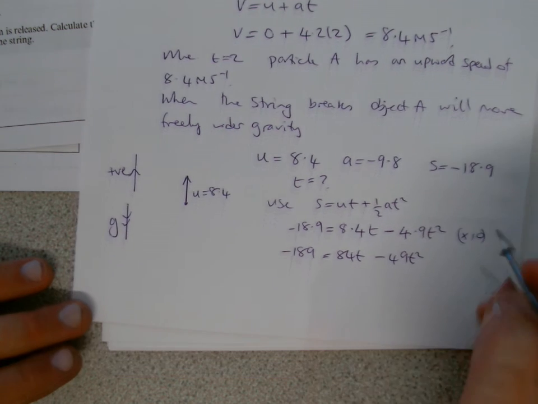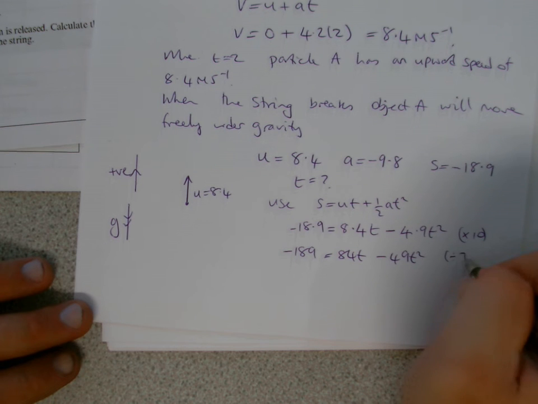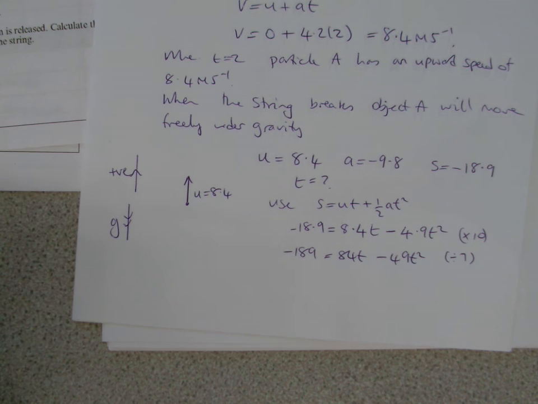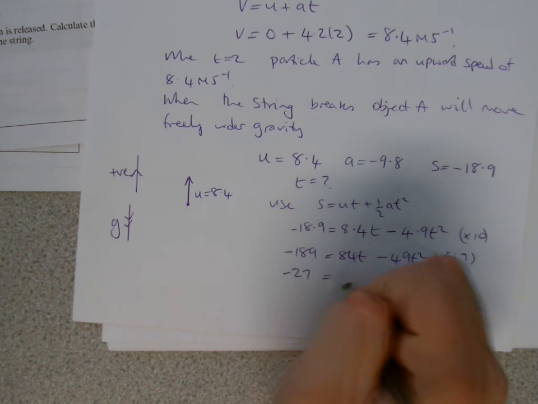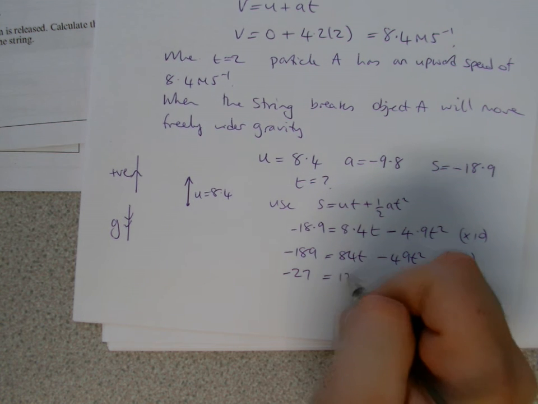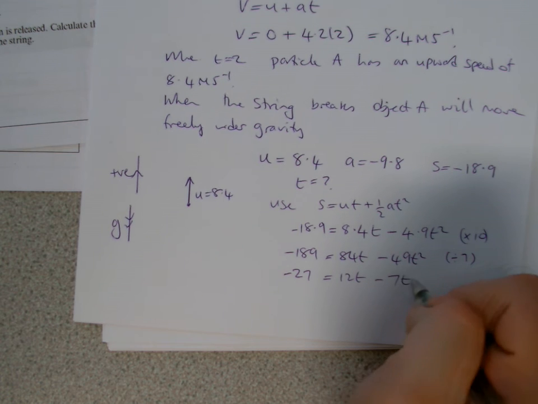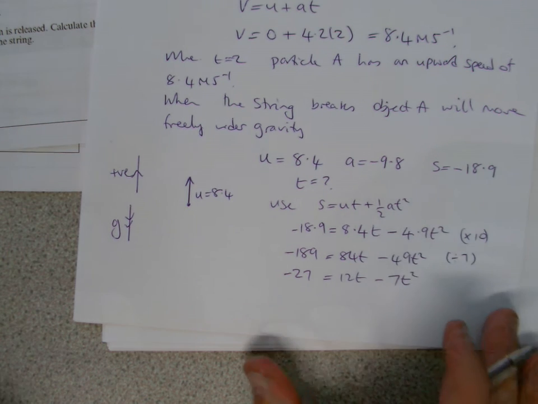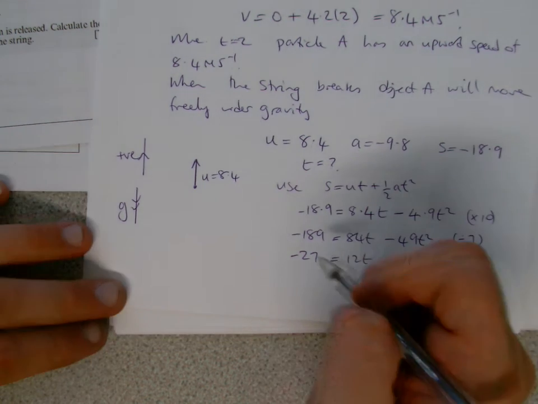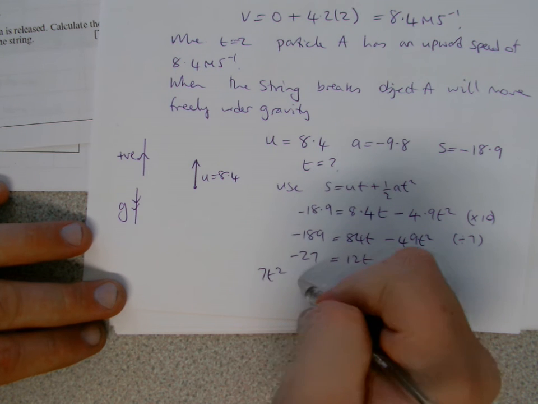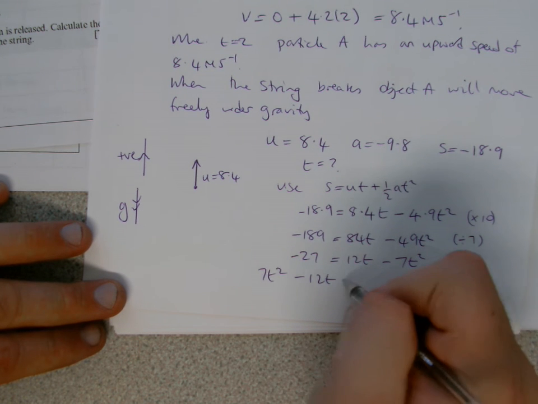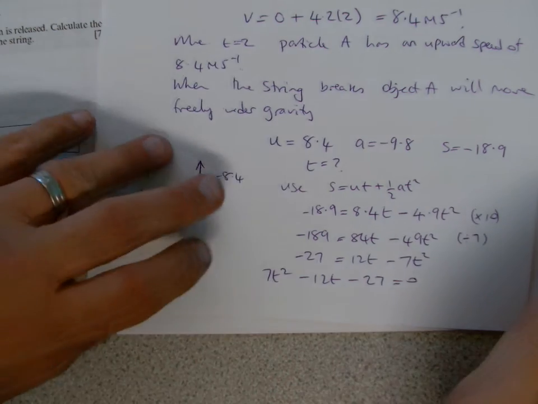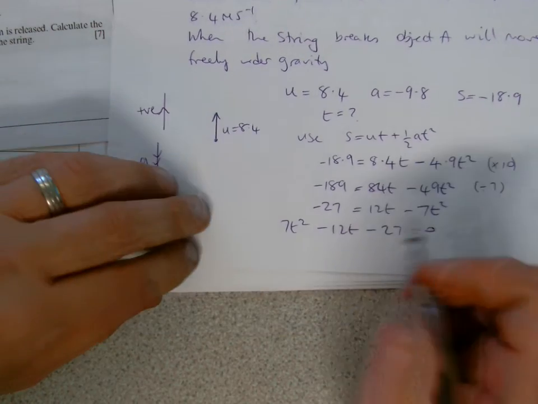Now I'm also thinking, if we divide it by 7, because I think you can divide 189 by 7, yeah, you get 27. If I divide 84 by 7, I get 12, and 49 divided by 7 is 7. So get everything onto one side: 7t squared minus 12t minus 27 equals 0. And I'm assuming now this will factorize. If not, we'll use the formula.